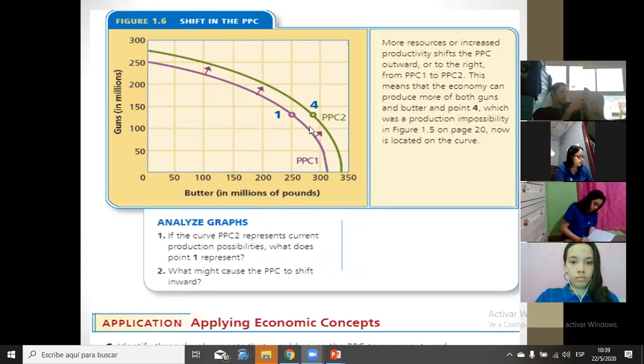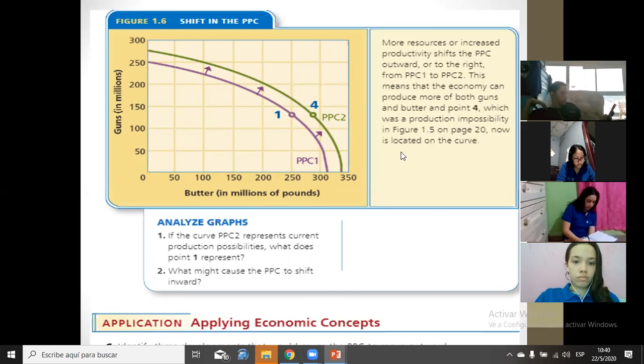That's why the line shifts from point 1 to point 4, which was a production impossibility. Remember, at the beginning, it was an unattainable area. Now, because of the increase in productivity, it could shift. Shift means change, from here to here. Okay, now explain it. Everything is in your book.